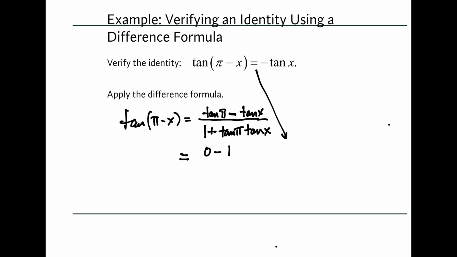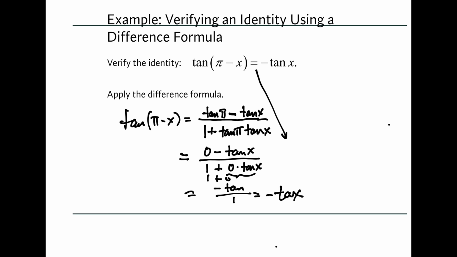So that's 0 minus tan x over 1 plus 0 times tan x again. Well, 0 times tan x is just 0. So this gives me negative tan over 1 plus 0, which is 1, which is negative tangent of x. Oops, kind of lost the n there. Spell tan, nobody likes that. So tangent of x, which is what we have on the other side.